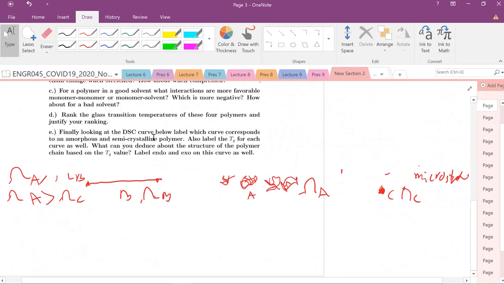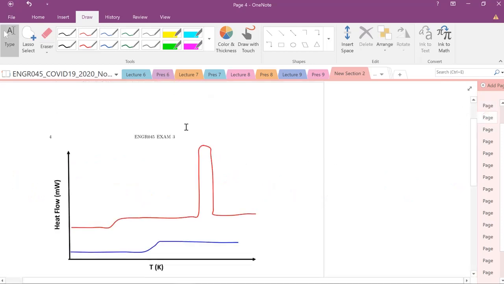Excellent. Now, finally, looking at the DSC curve below, which curve corresponds to an amorphous polymer? Which one corresponds to a semi-crystalline polymer? Label the TG for each curve. What can you deduce about the structure of the polymer based on the TG value? Label endo and exo. So back to our DSC analysis, we need to figure out which one is amorphous.